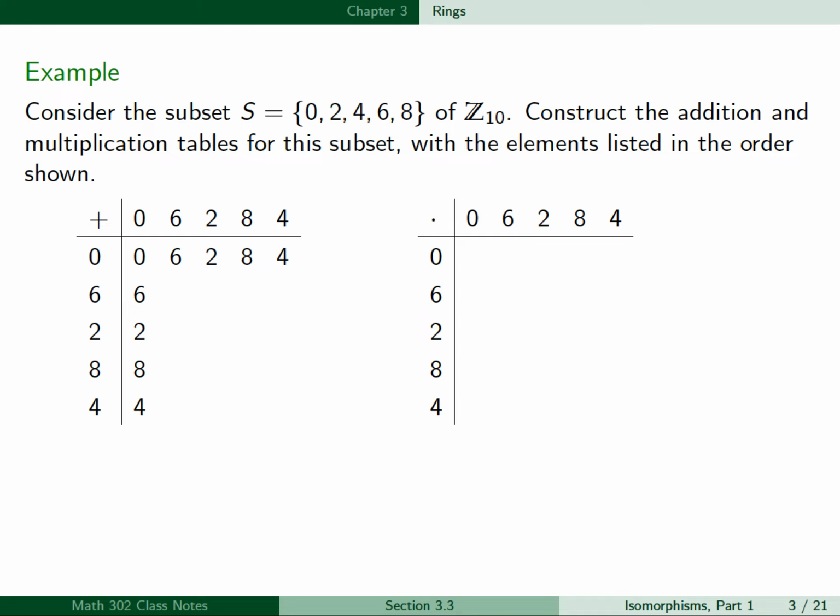In the addition table, when we add 0 to any of the elements, we obtain the same element back. And then in the second row, 6 plus 6 is 12, mod 10, that's 2. 6 plus 2 is 8. 6 plus 8 is 14, mod 10 is 4. And 6 plus 4 is 10, which is 0, mod 10. And likewise, we can fill in the rest of the table.